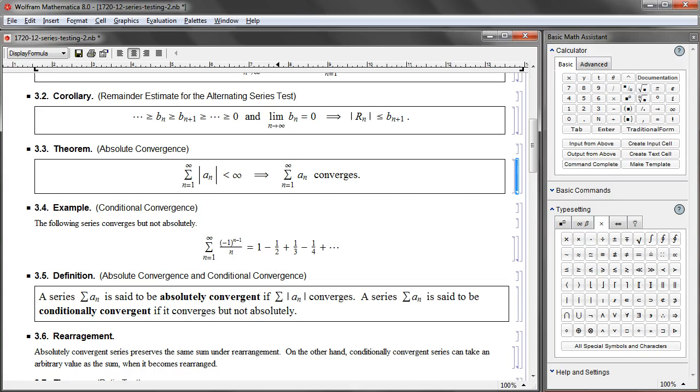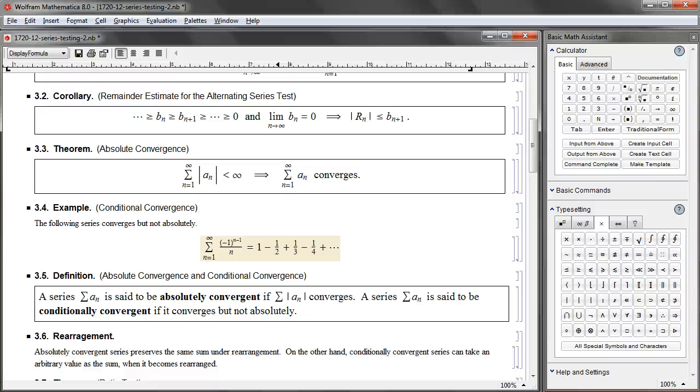However, the converse doesn't apply. For example, here's an example of a convergent series which is not absolutely convergent. Please note that this is an alternating series. We have plus, minus, plus, minus, plus, minus, and so on. And if you look at the absolute values, we have 1, 1/2, 1/3, 1/4 that decrease steadily down to 0. So this alternating series converges. If I remember correctly, that converges to the natural log of 2.